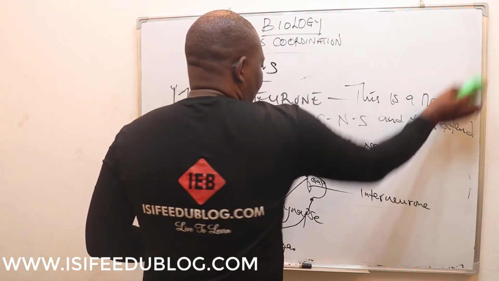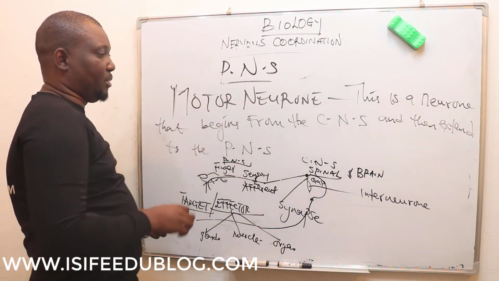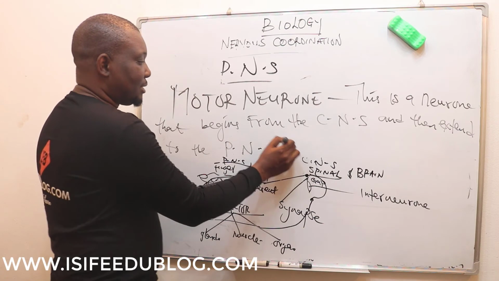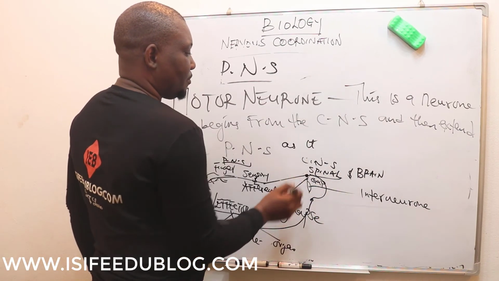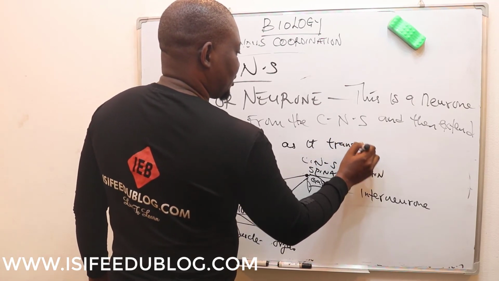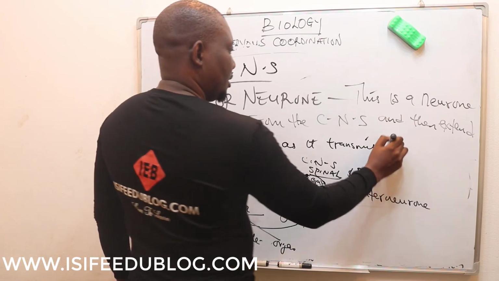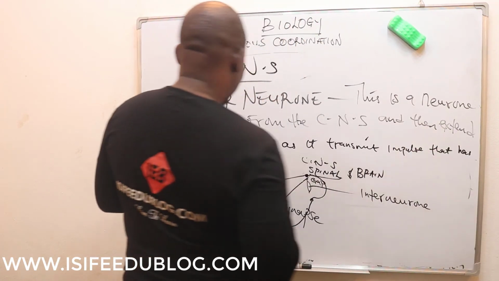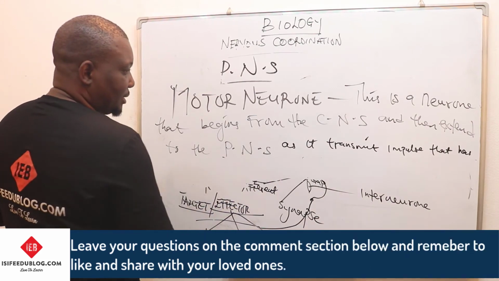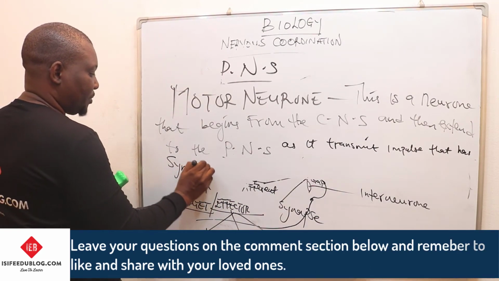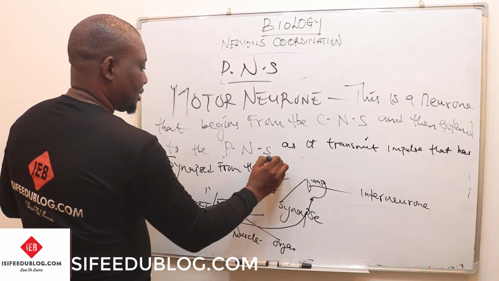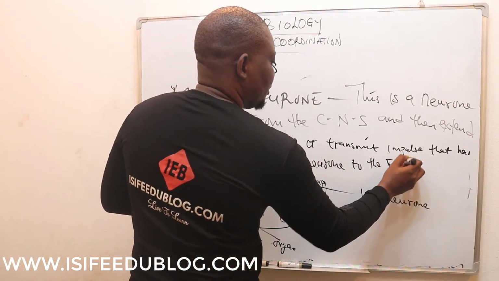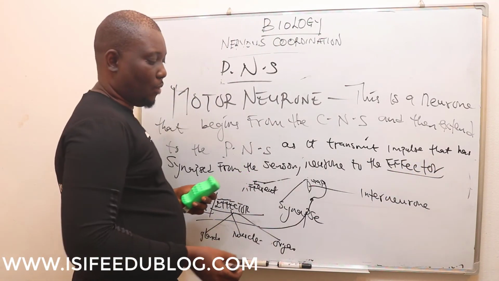So to complete this definition, we can't just stop here. We can say that this is the neuron that begins from the CNS and extends to the PNS, as it transmits impulses that have synapsed from the sensory neuron to the effector. Please underline this effector. And what can this effector be?